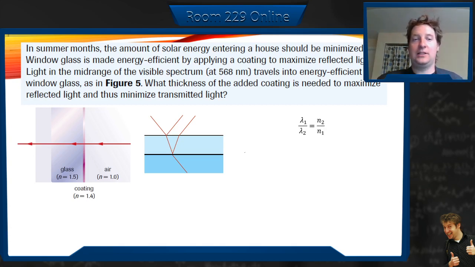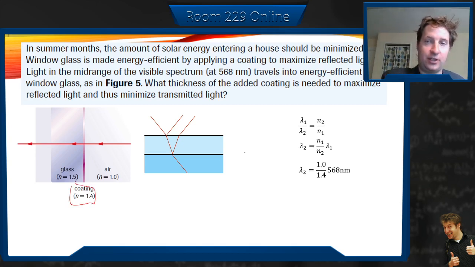First step, let's figure out the wavelength of light in the material. So we know that we're talking about the light inside the coating. So using n2 being 1.4, we end up with about 406 nanometers as the wavelength of light traveling inside of this medium.